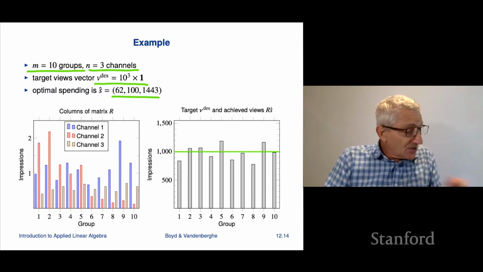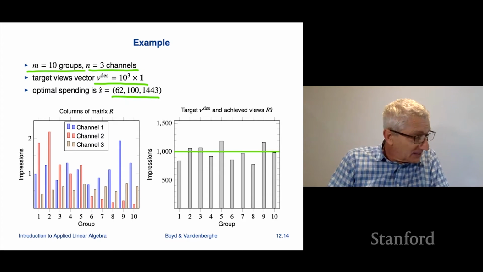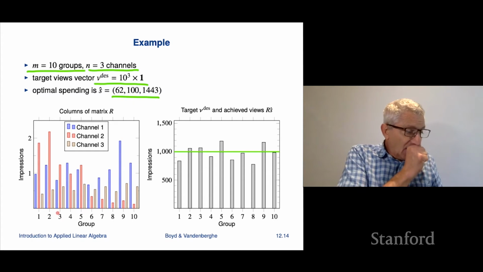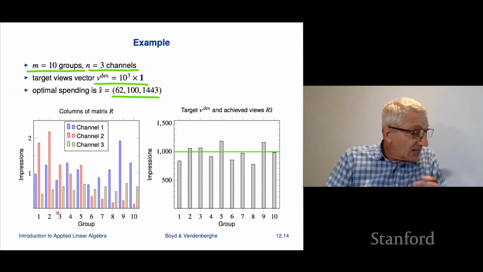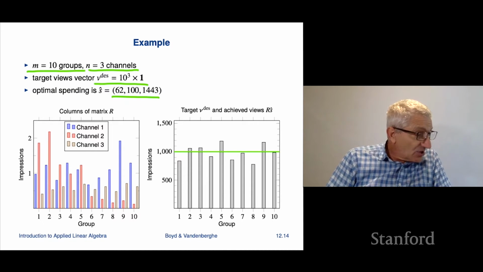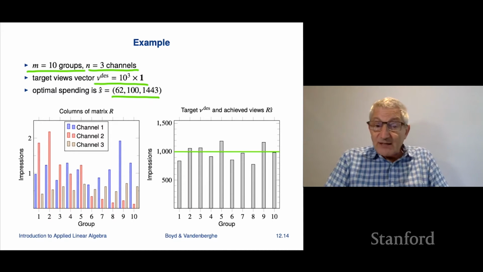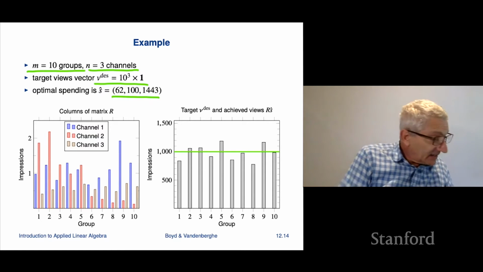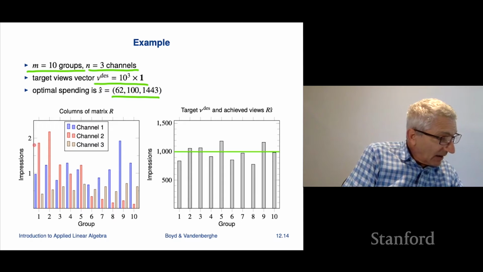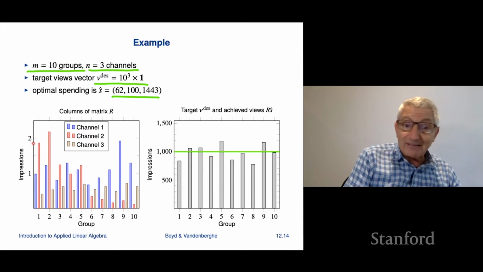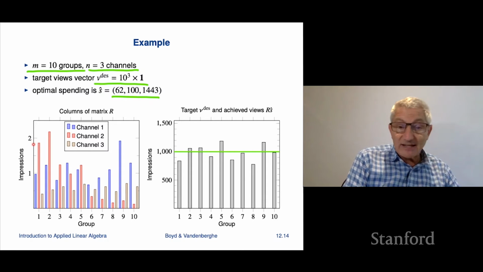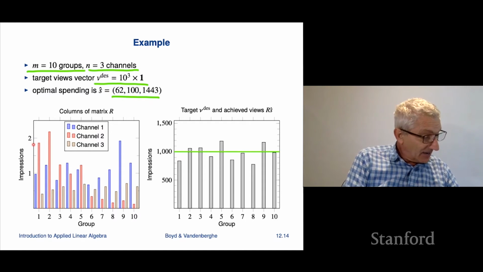So let's actually look, here's the matrix, and it's plotted this way. Let me explain what it is. These are the groups, and you can see channel 1, channel 2, and channel 3 here. And let's focus on channel 2. So channel 2 says that for $1, if you spend on channel 2, here's what you get. In demographic group 1, you're going to hit like 1.9. That's 1,900 impressions.